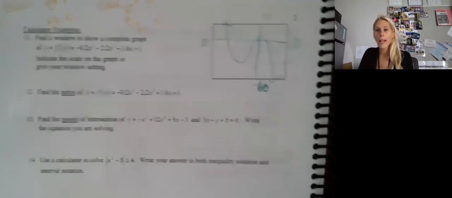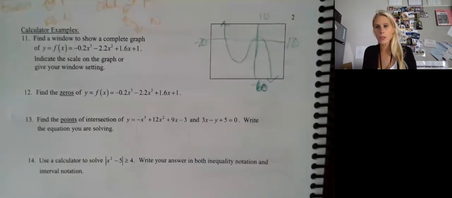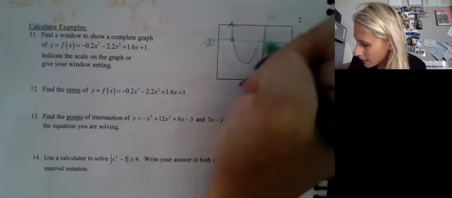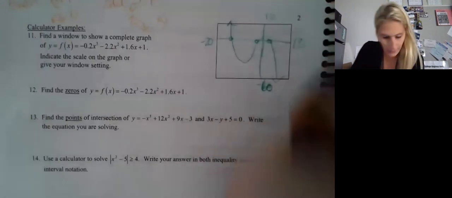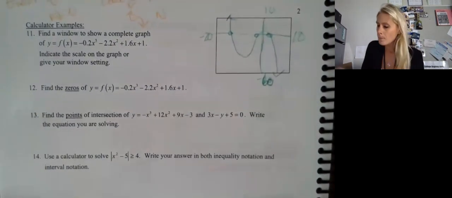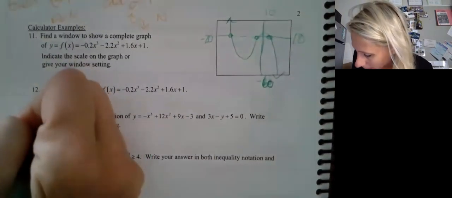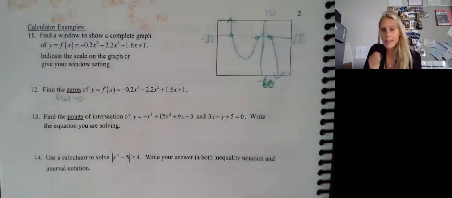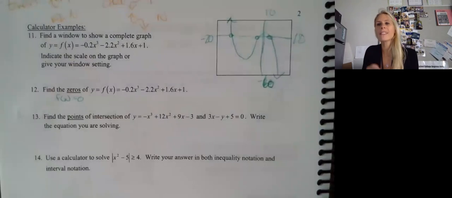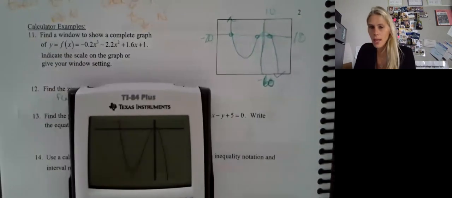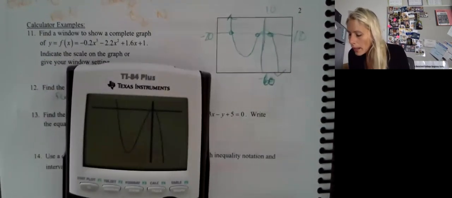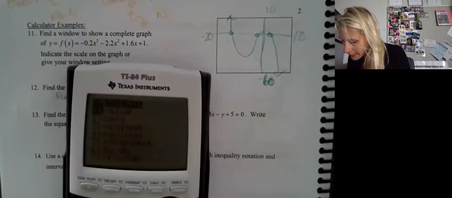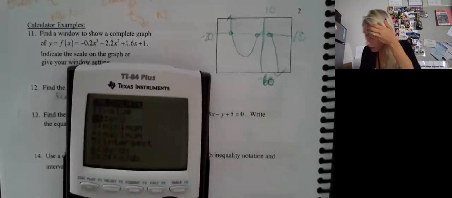Next, now that we have our graph, we can find the zeros. Let's remember what the zeros mean. The zeros mean where it crosses the x-axis. Also, zero means that f of x equals 0. The great thing about zeros is you only have to have the x coordinate because you already know the y coordinate is 0. So let's remember how to do that. Let me go back to graph. What we do is we go second trace. We go down to zero. That's kind of awesome, right?